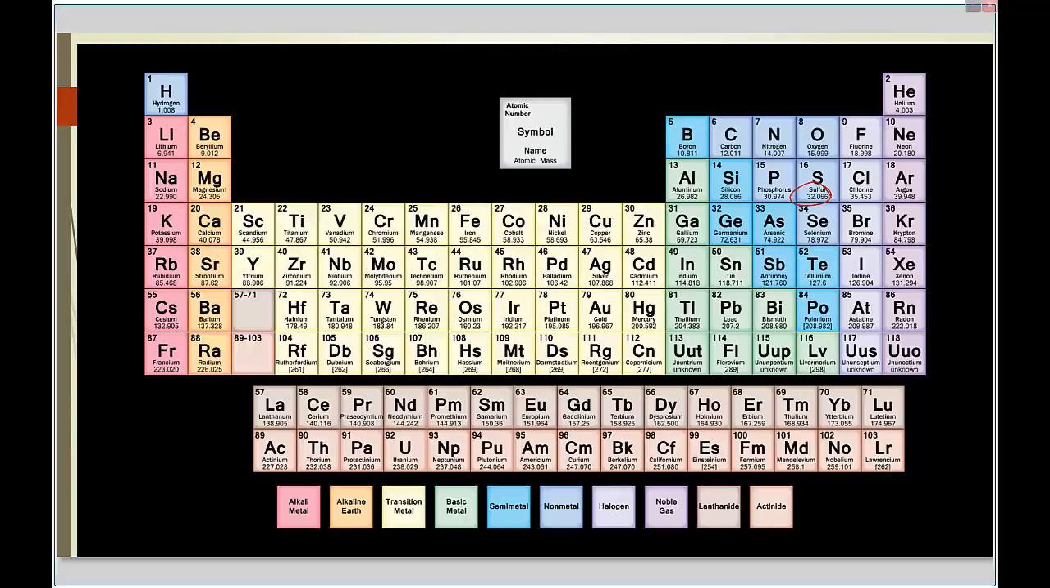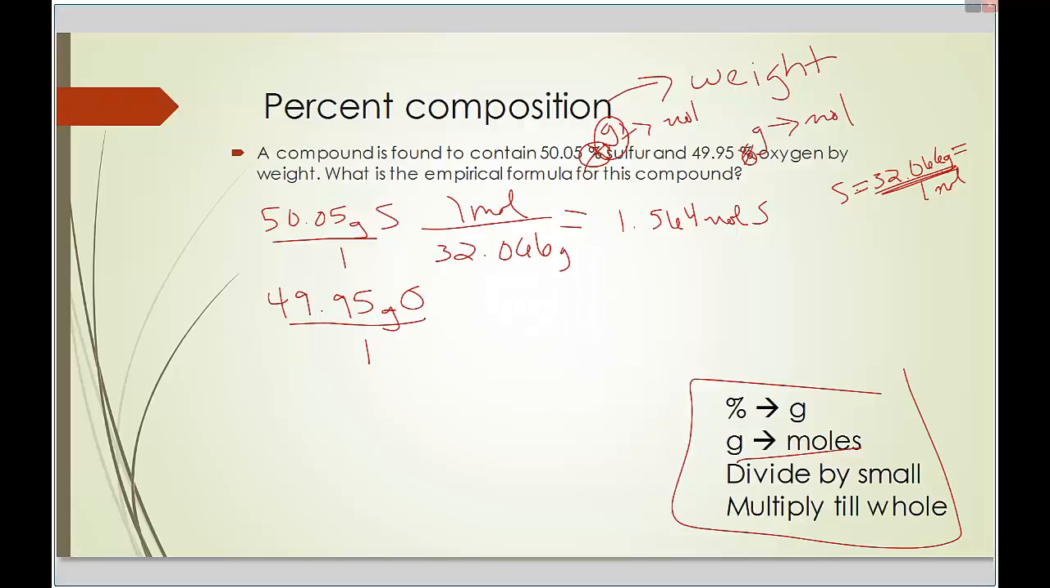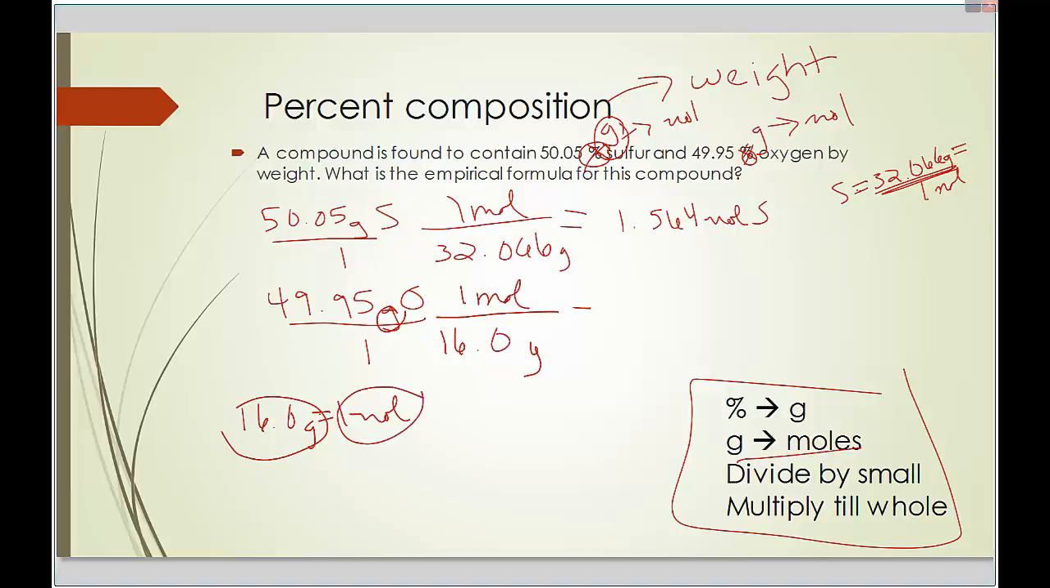I'm going to do the exact same thing with oxygen. If I look at oxygen, it's right here, 16.0. That means 16.0 grams is equal to 1 mole for oxygen. So grams are on top, which means I want to put grams on the bottom. 16.0 goes with grams. 1 mole will go on the top. So 49.95 divided by 16.0 comes out to be 3.123.